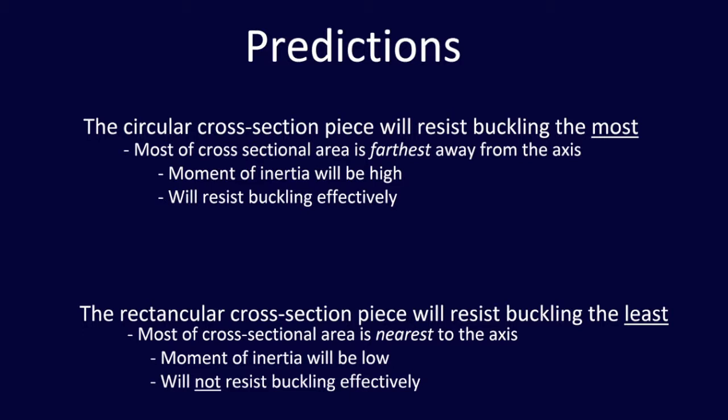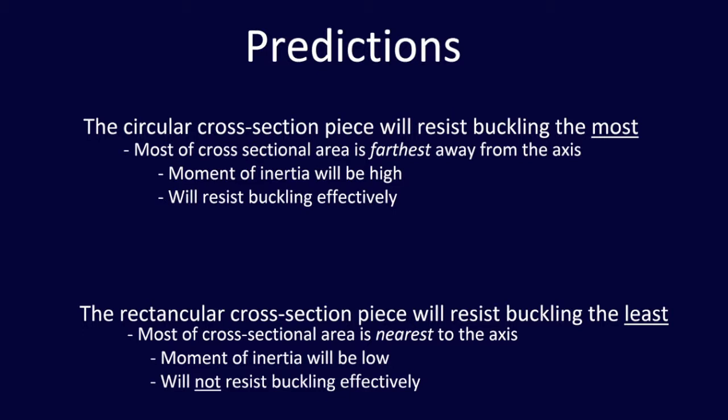We can also predict the opposite. The rectangular cross-section piece will resist buckling the least. This prediction is based on our knowledge that most of the cross-sectional area is nearest to the axis. We know based on Euler's buckling equation that this would lead the rectangular cross-section member to have a low moment of inertia and will not be able to resist buckling effectively at the same force that we believe the circular cross-section member could.